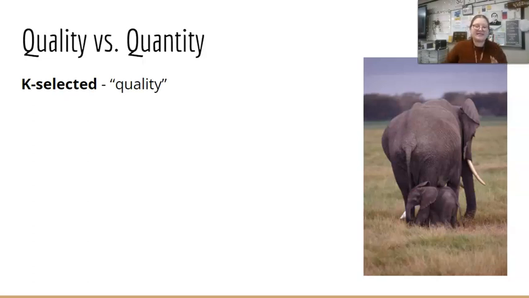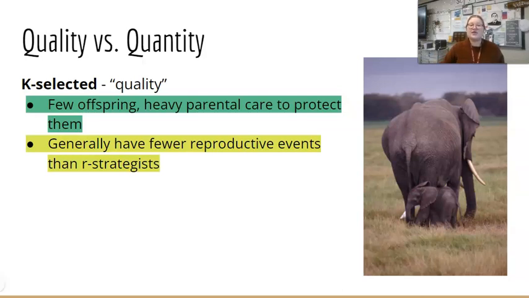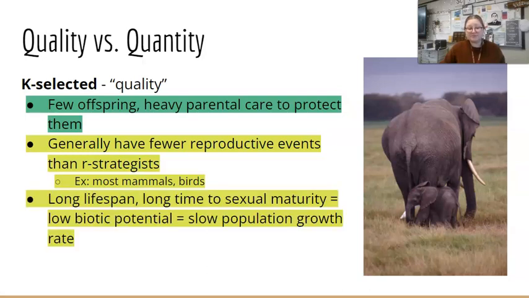For K-selected species, the focus is quality. They have few offspring, not very many, but there's a lot of parental care to protect them. They are putting effort into making high quality babies that are going to be able to survive. They generally have fewer reproductive events than R strategists, so they're not having babies as frequently. Examples are most mammals and birds, not all, but most. They tend to live longer. They have a long time to sexual maturity, meaning it takes some years for them to be able to reproduce.